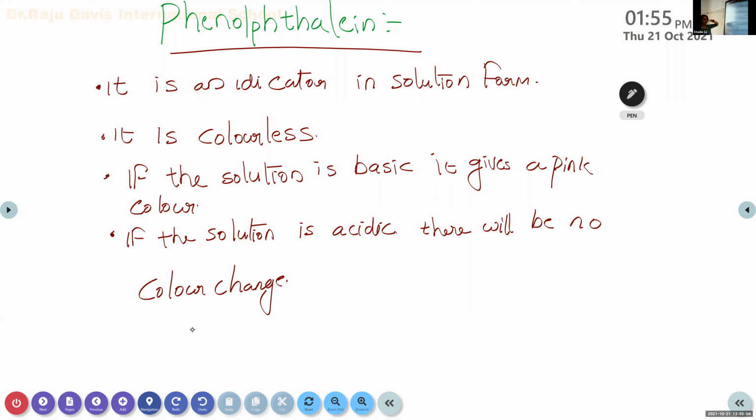So phenolphthalein is an indicator obtained in solution form. It is a colorless solution. If you add the phenolphthalein into a basic solution, it turns pink. If you are adding this phenolphthalein into an acidic solution, it remains colorless. There will be no color change.